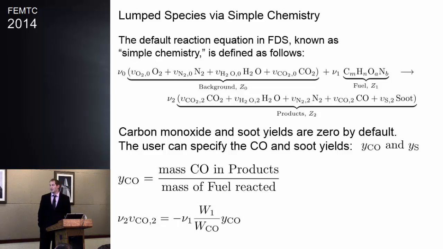And so one of the things that we've allowed now in FDS6 is that fuel, that CmHNOANB, right? That can be defined on the input file. There is no longer a default fuel. I know that might upset some people, but now every time you run an FDS simulation with combustion, you have to define a fuel. And so whatever that fuel might be, at least now you know exactly what it is.